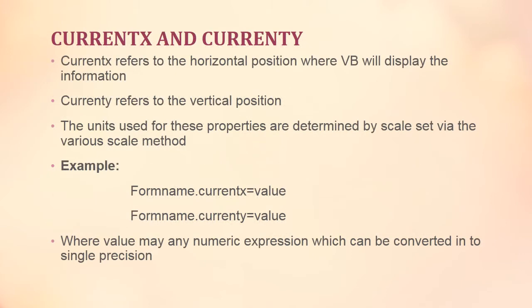Current X and current Y. Usually when anything is displayed on the form, it will be displayed towards the top of the form. If we want to display any content in a specific position, we can refer to the X and Y coordinates using CurrentX and CurrentY. Here we have an example: form name dot CurrentX equal to value, form name dot CurrentY equal to value. So we can display the value in the specific location which we have mentioned.